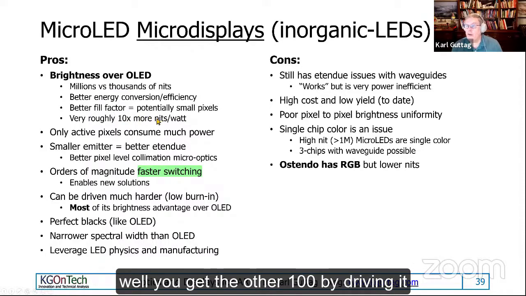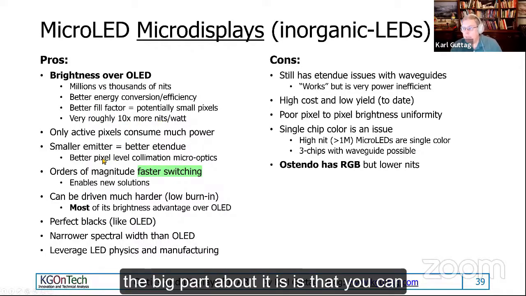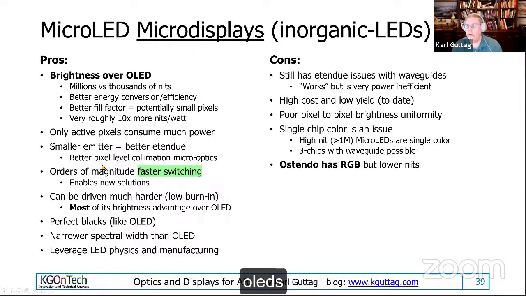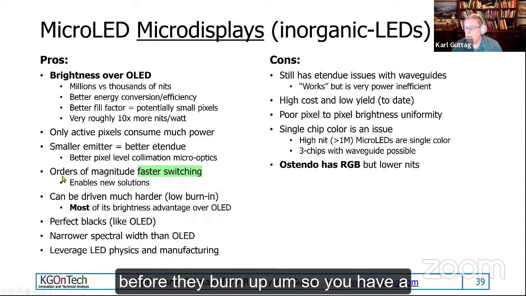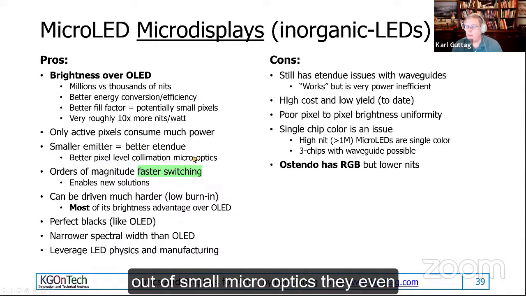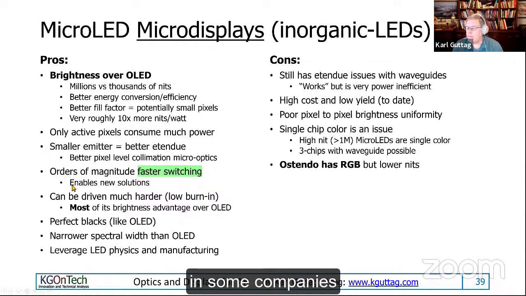Well, you get the other 100 by driving it harder. The big part about it is that you can drive these LEDs a lot harder than you can OLEDs before they burn up. So you have a smaller emitter, which means you get better étendue. They get more leverage out of small micro optics. They even build optics into the structure of the LEDs themselves at some companies.